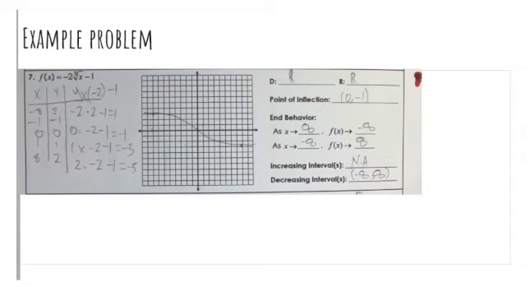The increasing interval would be nothing, because it's technically not increasing, it's decreasing on the graph. And the decreasing interval would be negative infinity to positive infinity.